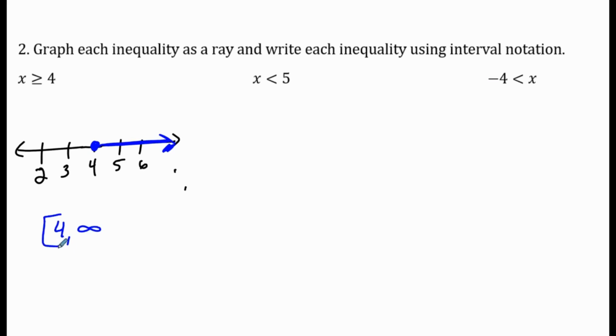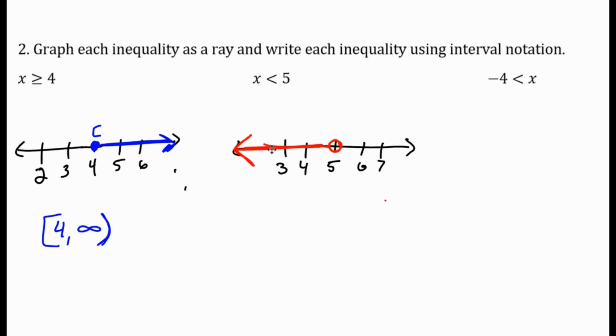Negative 4 is included. It gets a bracket because I have a closed circle there. Infinity is not really a number. You can never touch infinity, so we're going to put a parenthesis around that. Infinity always gets a parenthesis. Always, always, always. Let's graph the next one. X is less than 5. So here's 5, 6, 7, 4, 3. 5 is not a solution, so it gets an open circle.